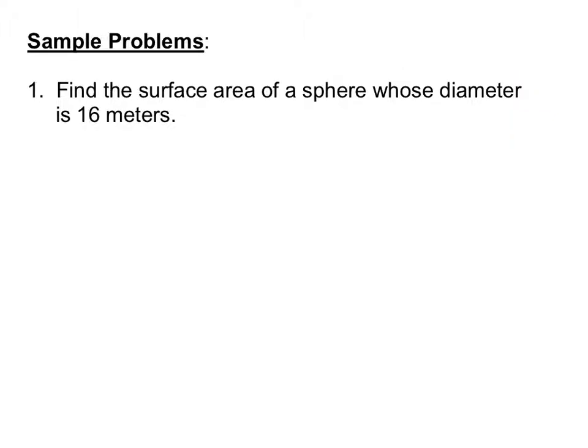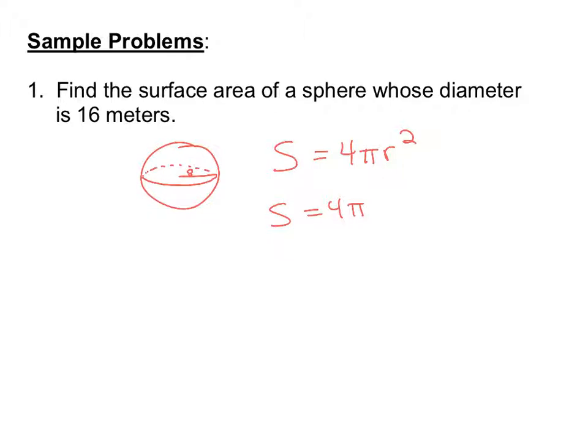So let's find the surface area of a sphere whose diameter is 16 meters. So I've got a sphere, and if the diameter is 16 meters, that means the radius would be half of that, which is 8. And since the surface area is 4 pi r squared, I'm going to want to take 4 times pi times 8 squared, and 8 squared is 64, so S equals 4 times pi times 64. So altogether I get S equals 256 pi meters squared.